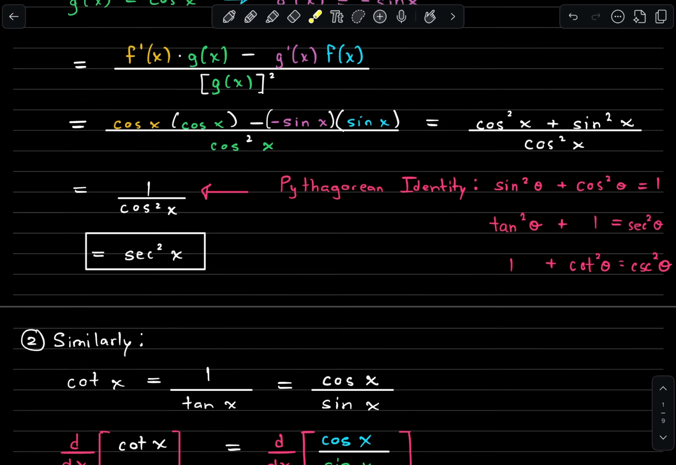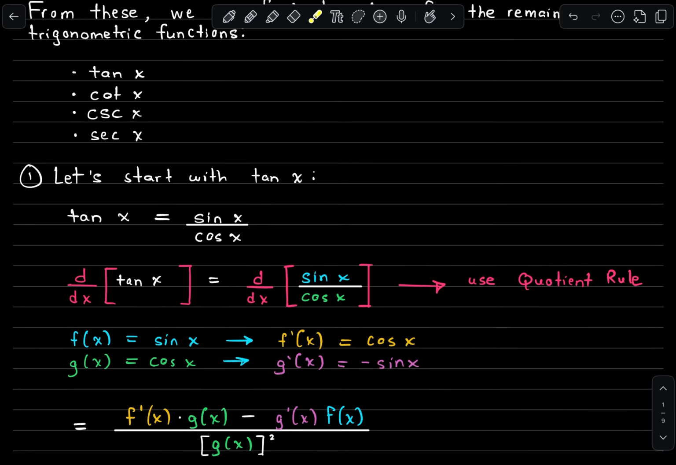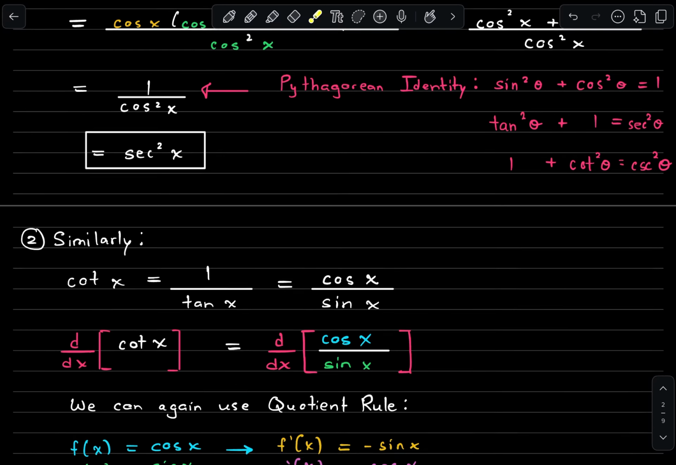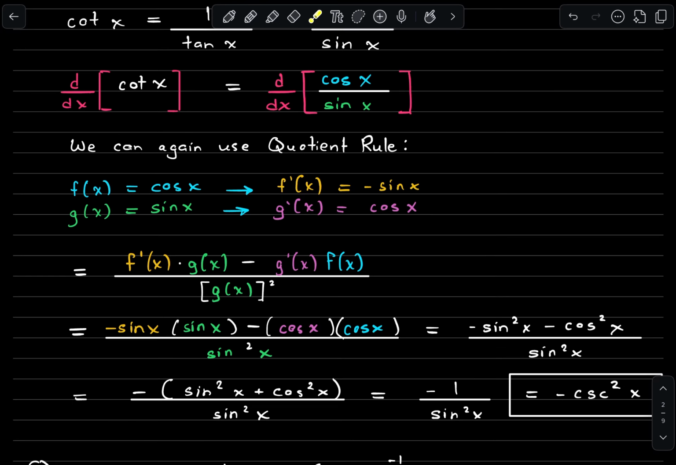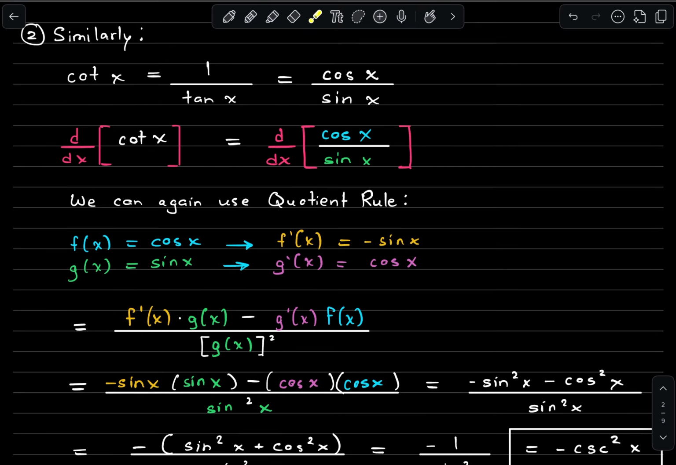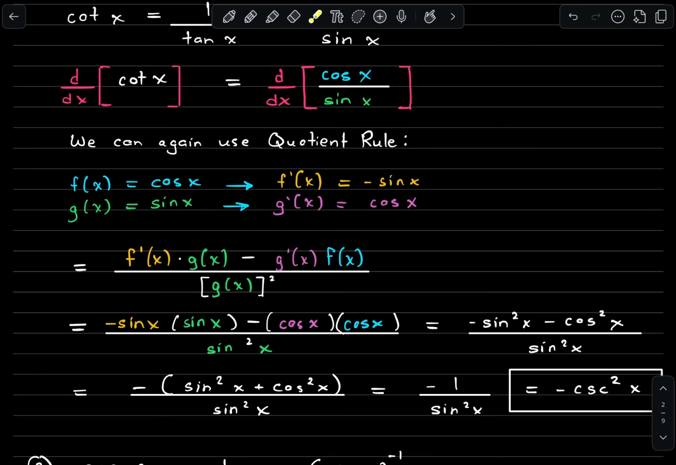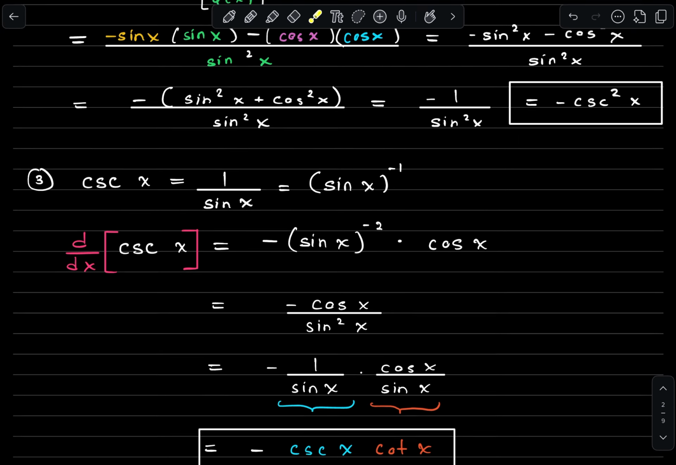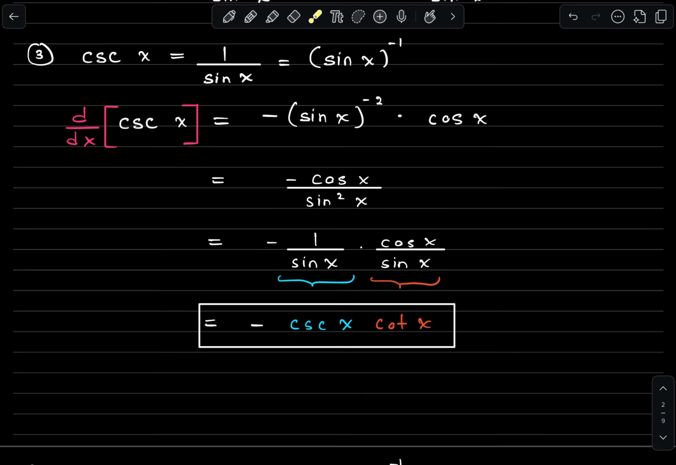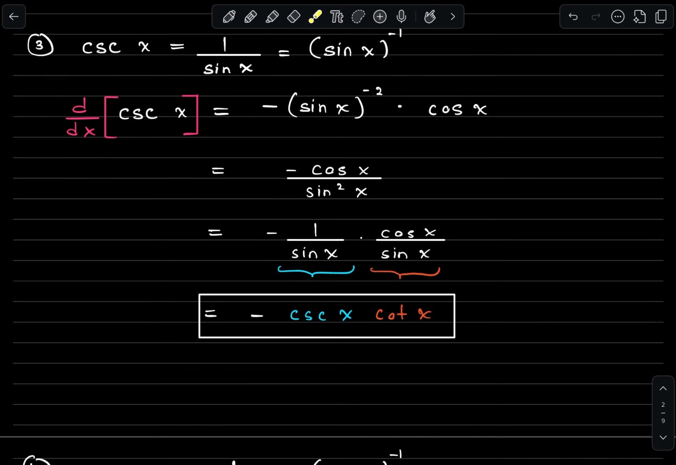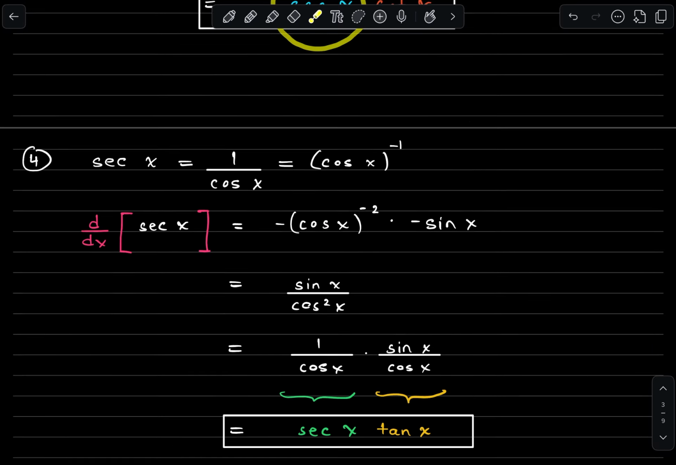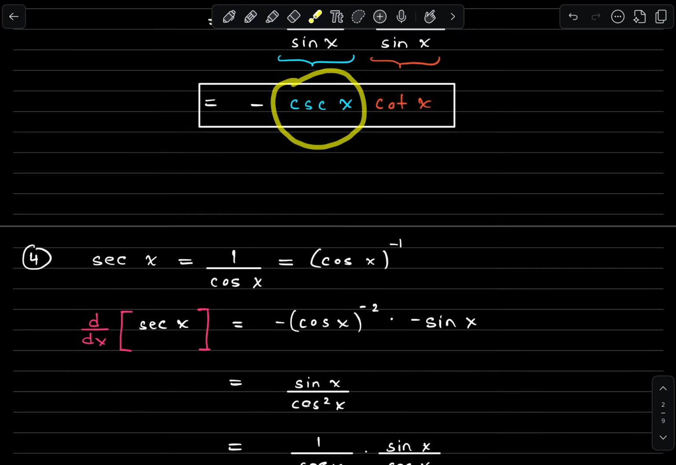Okay, so you can kind of remember that tangent and cotangent will just come out to something squared. Tangent is secant squared, cotangent becomes negative cosecant squared. Cosecant and secant x both show up in their own derivatives.